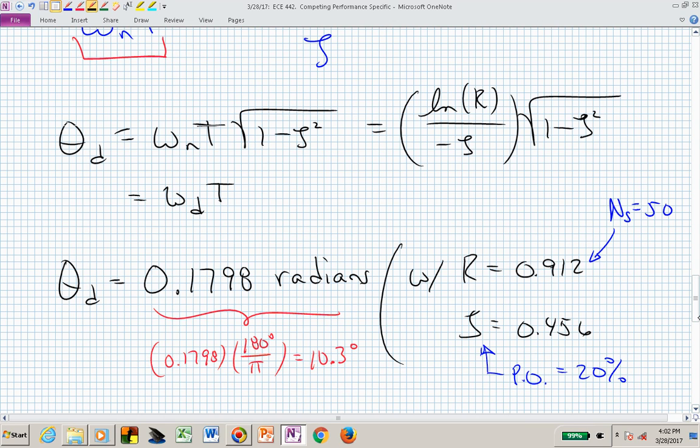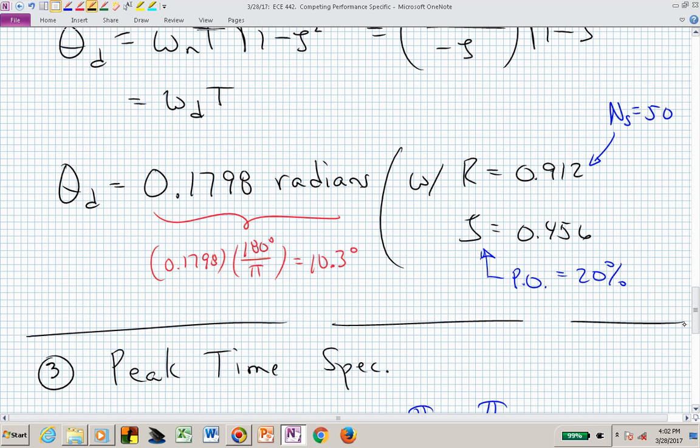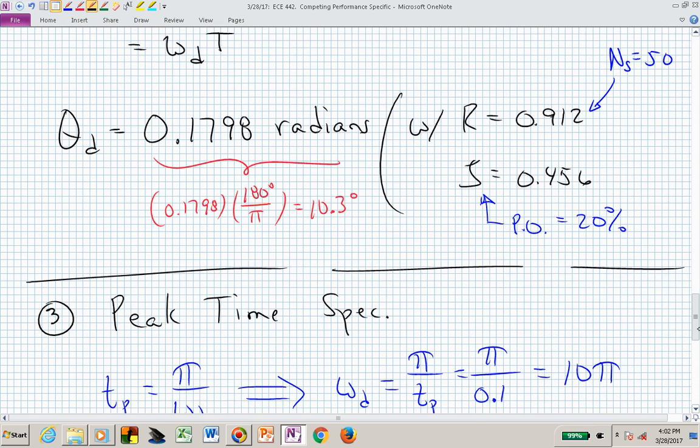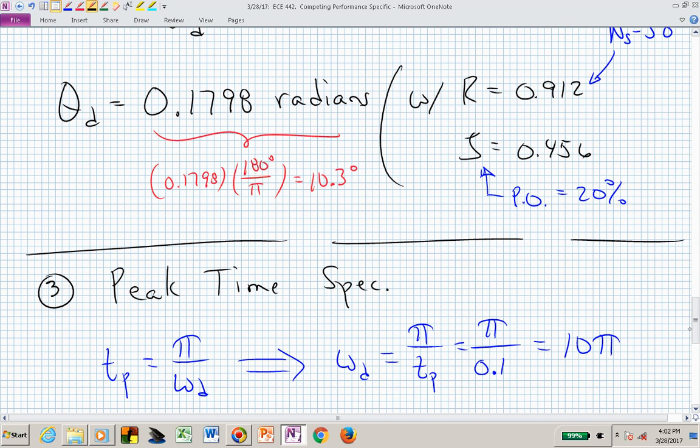But we didn't just have those two. We had a third performance specification, which was our peak time specification. The peak time specification, again, is time to peak is pi over omega sub d. We can solve that equation for omega sub d as pi over time to peak. Time to peak was 100 milliseconds, or a tenth of a second, or pi divided by 1 over 10, or omega sub d is now 10 pi.